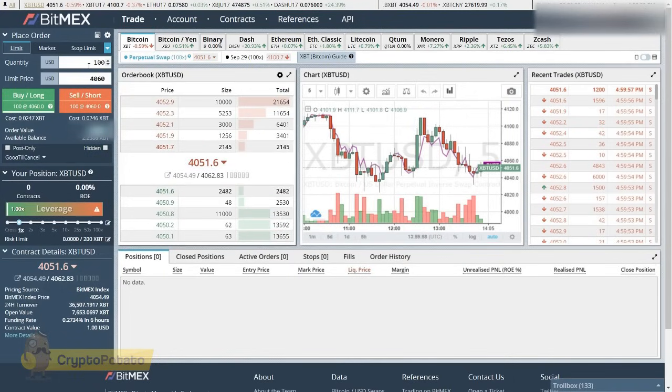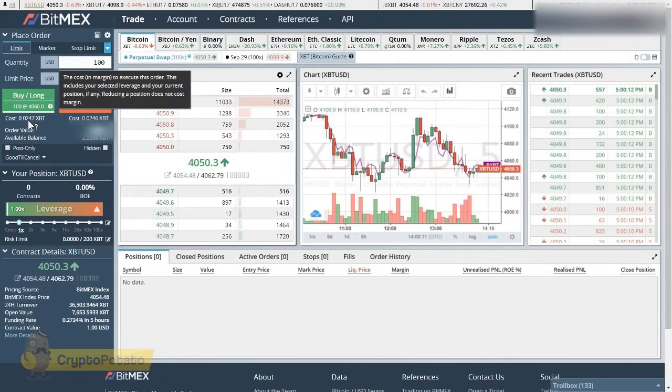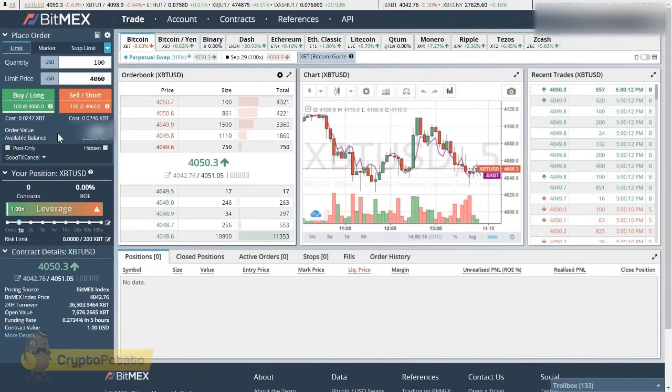The quantity is the position size in US dollars. The limit price is the price we set in order to open our position. Buy and sell I will talk about in a minute. The cost is the total price of the position. The order value is the total value of the position.